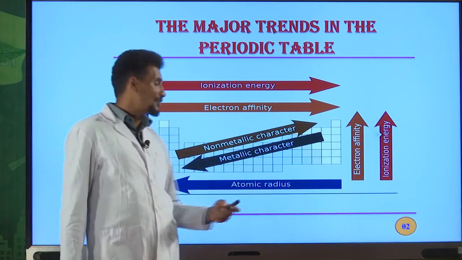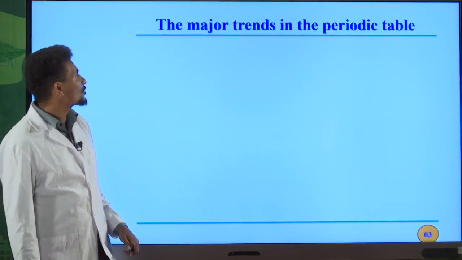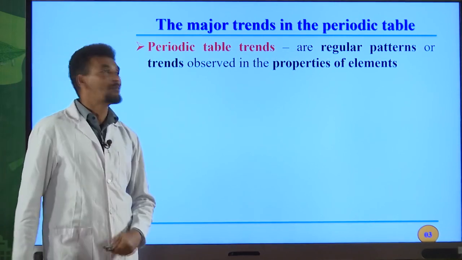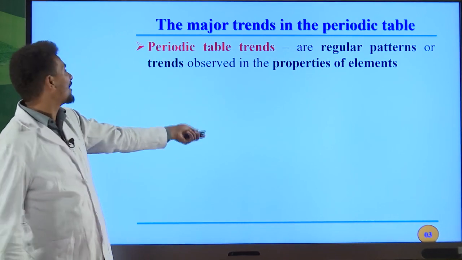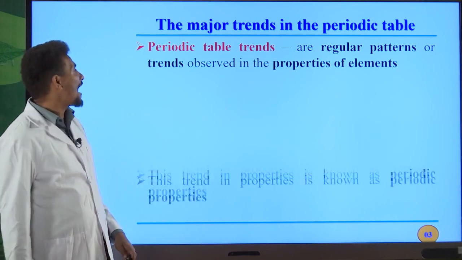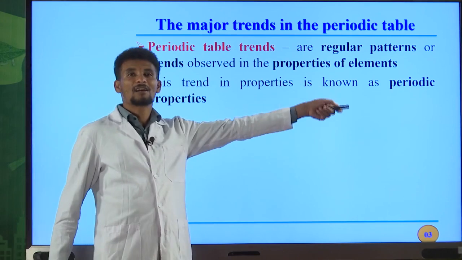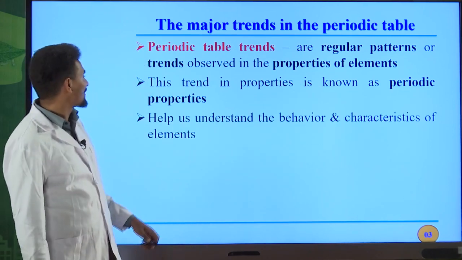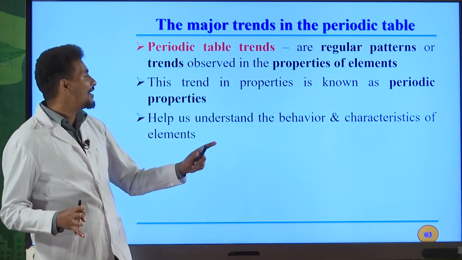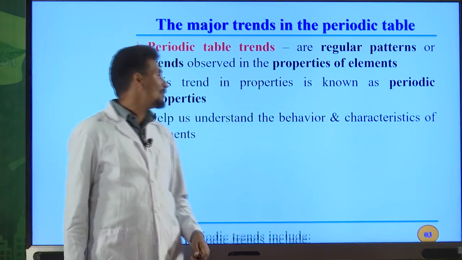They are also named as periodic properties. So we are going to discuss these one by one. So this is the definition of periodic table trends. It is a regular pattern, or a trend observed in the properties of elements. It is also known as periodic properties, as I already told you. It helps us to understand the behavior and the characteristics of elements.